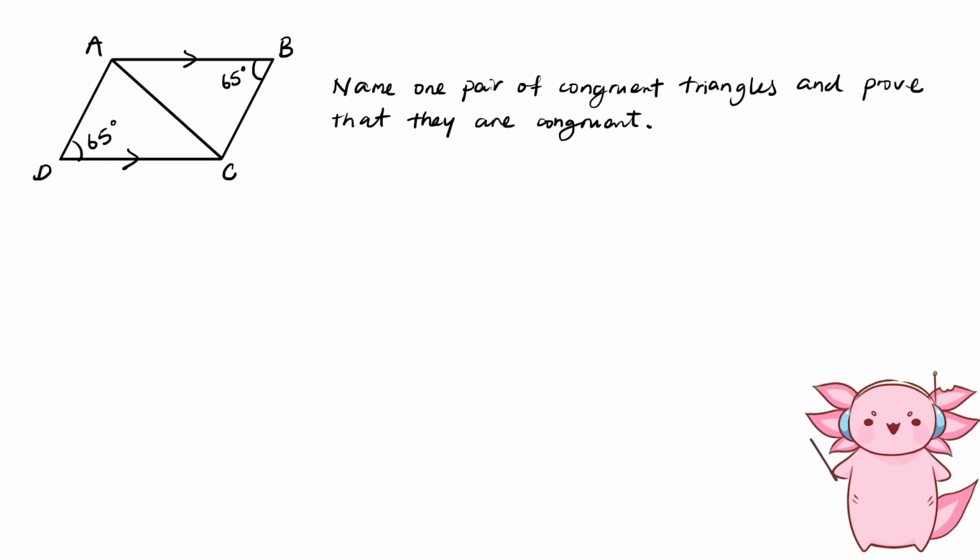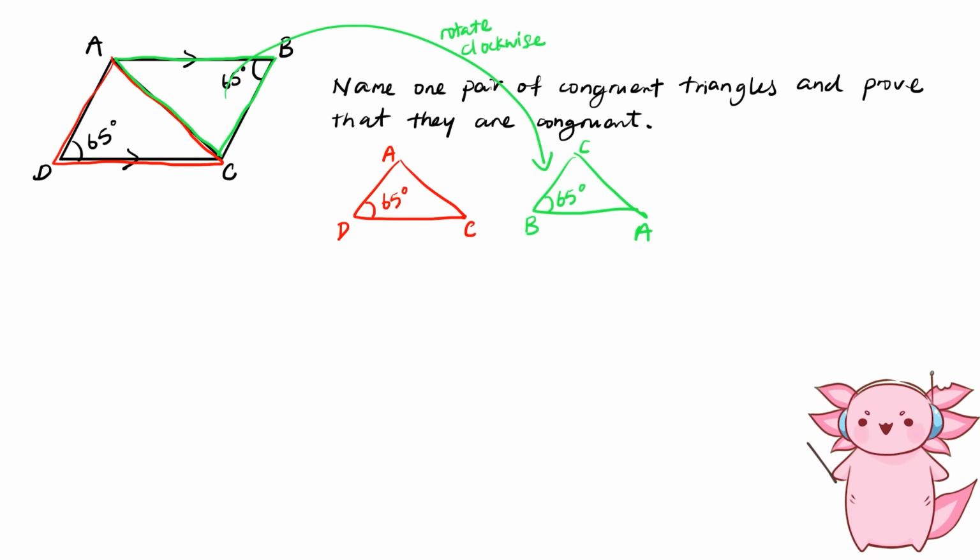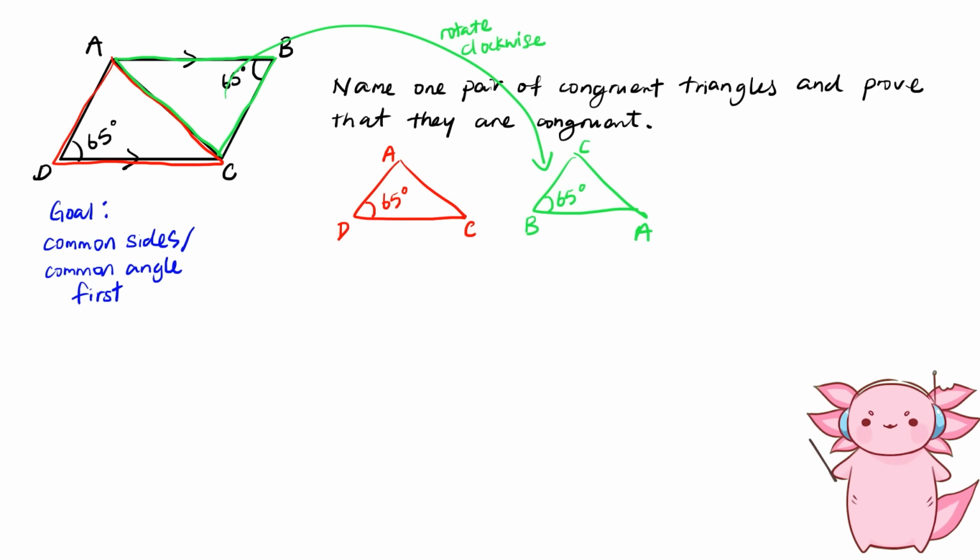Now let's apply what we learned to this question over here, and we want to prove that these 2 triangles are congruent. So we flip this triangle around and we redraw. Our goal is to find either a common side or a common angle first, so here AC is a common side.